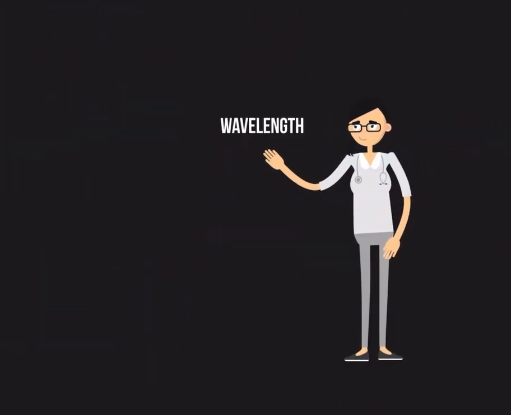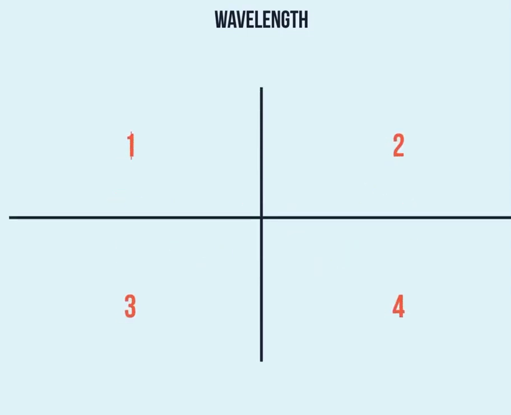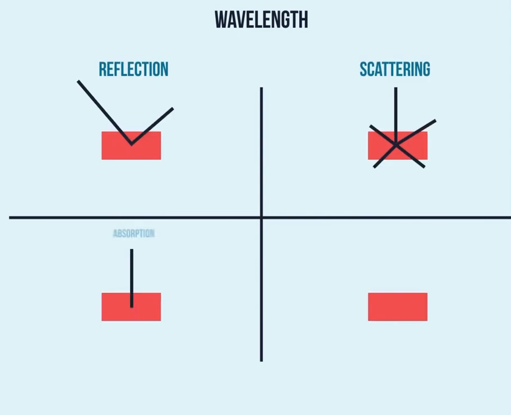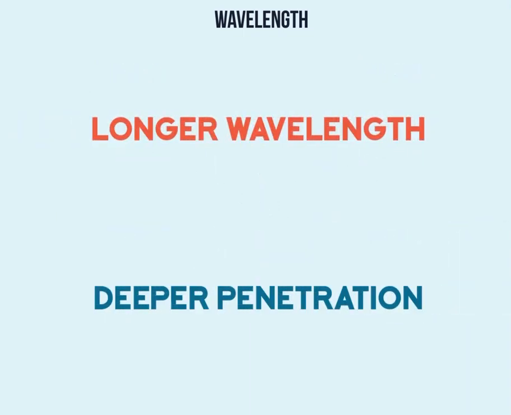The second parameter is wavelength. Photobiomodulation requires absorption of light energy, which requires the correct wavelength. Whenever light hits tissue, 4 different effects can occur: reflection, scattering, absorption, and transmission. The wrong wavelength and the light energy could be transmitted or scattered rather than being absorbed by the human body. In general, a longer wavelength in the infrared spectrum results in a deeper penetration into the treatment area.